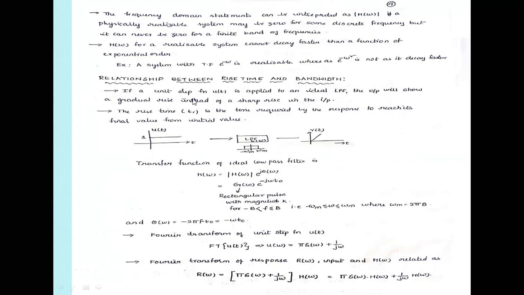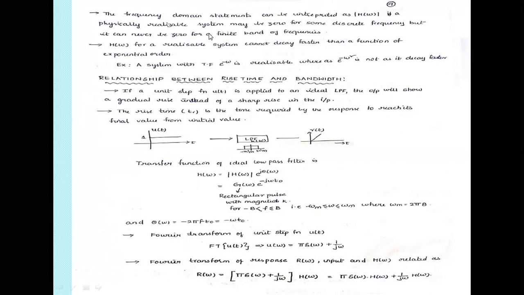Understood? Then you can see the relation between the rise time and the bandwidth. The rise time T_R means the time taken to reach 100%. Delay time means the time taken to reach 50%. Peak time means the time taken to reach the peak value. Understood the difference? Now the relation between the rise time and the bandwidth.